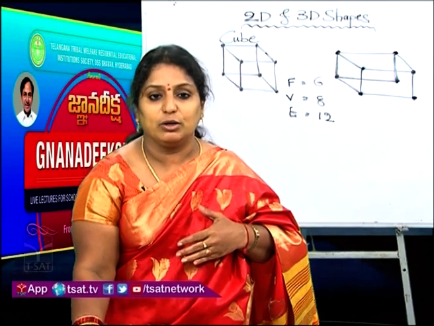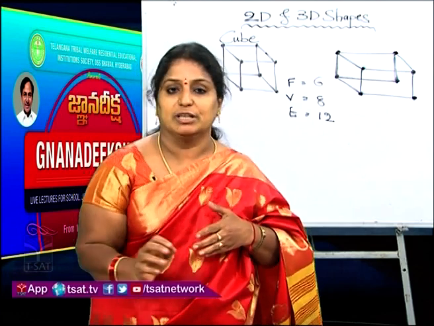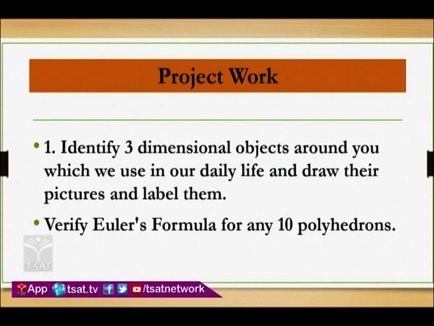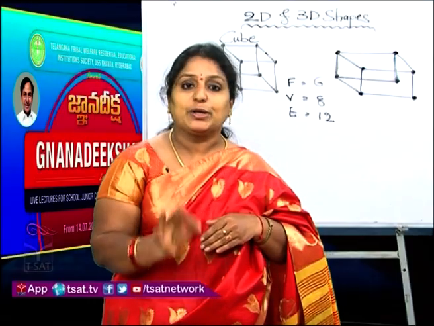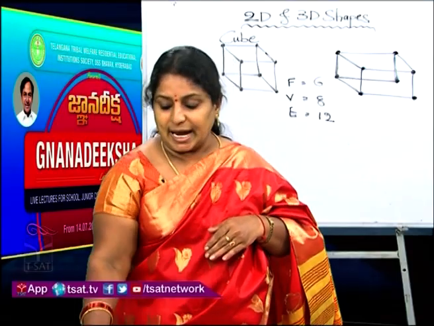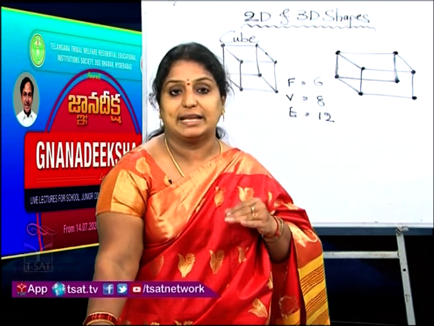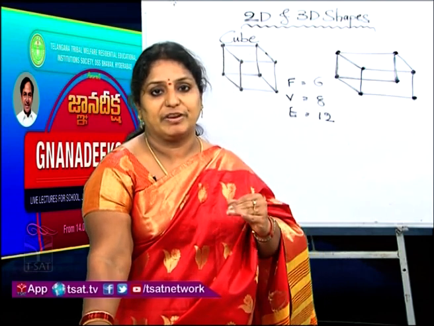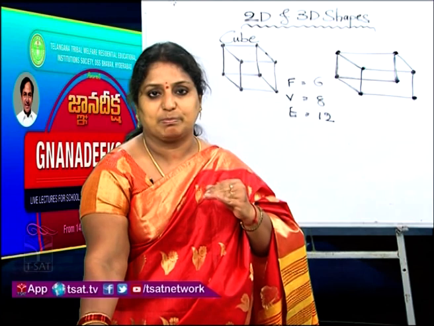Your task, your project work, is to identify any three-dimensional objects around you which we use in our daily life, draw their pictures and label them. The next one is to verify Euler's formula for any 10 polyhedrons. Take any 10 polyhedrons, prepare them using polygons and verify Euler's formula, that is, the number of faces plus the number of vertices should be equal to the number of edges plus 2.